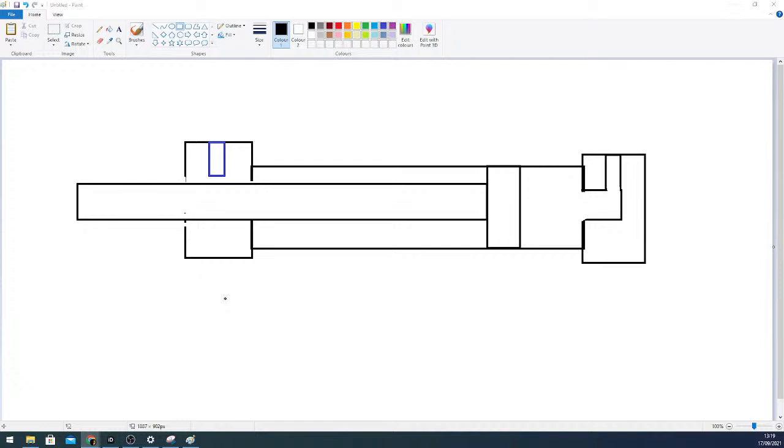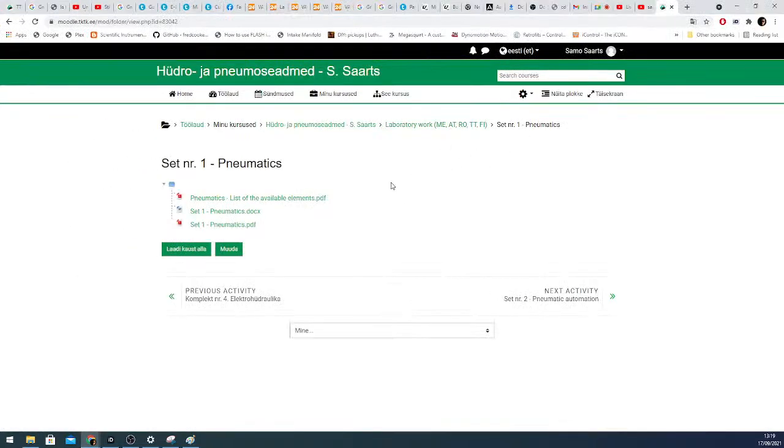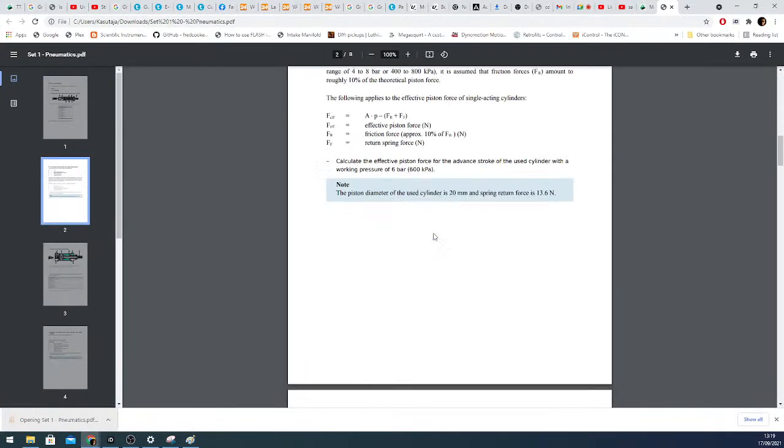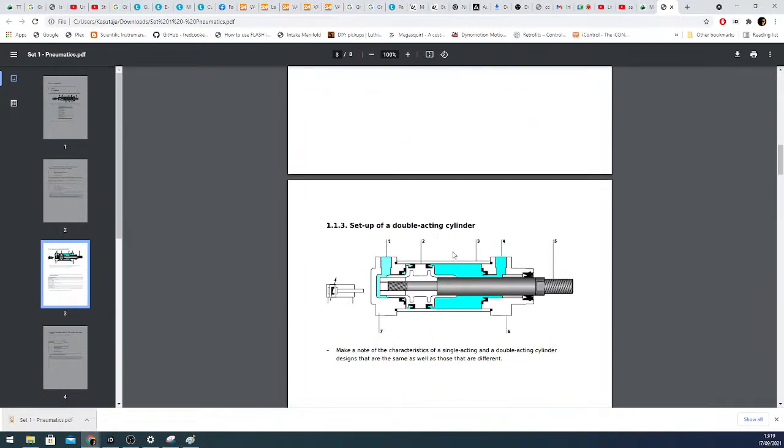Hydraulic and pneumatic systems. Okay, found it. I'll open it up. Pneumatics, first set. So in the Moodle it should be the laboratory work first set, pneumatics. And yeah, here we have the cross sections for the cylinders.